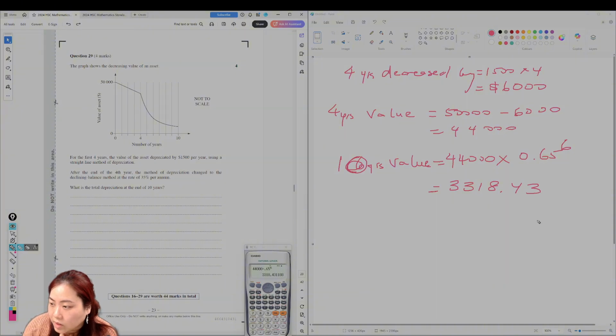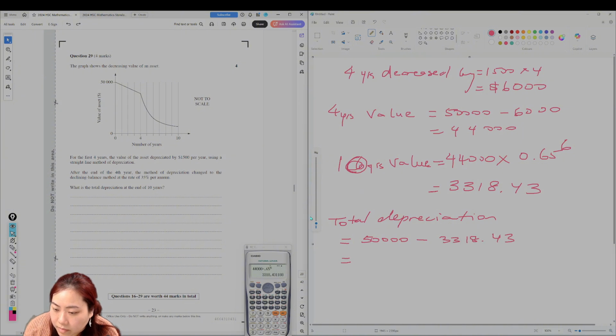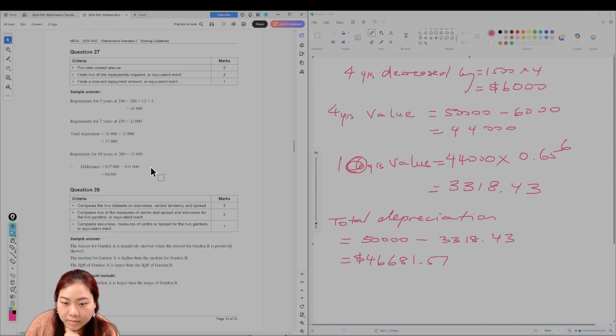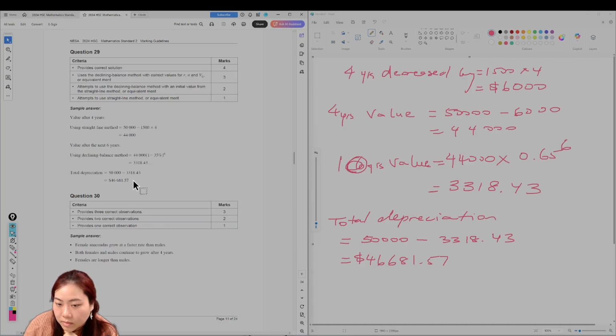What does it want? The total depreciation. The total depreciation would be 50,000 minus 3318.43. It has depreciated $46,681.57. That's quite a lot, but it matches the graph. It has depreciated quite a lot. Let's see if we're right. Yes, total depreciation. Yep, very good.